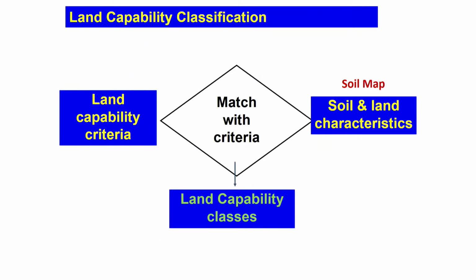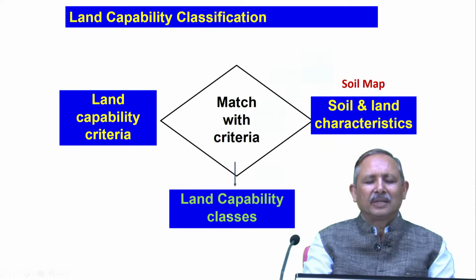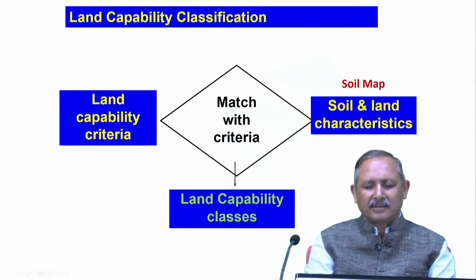So how can we find out the land capability classes? We have land capability criteria in the literature, and from the soil map you have the soil and land characteristics. Then we match them together by comparison, and we can find out the land capability classes.